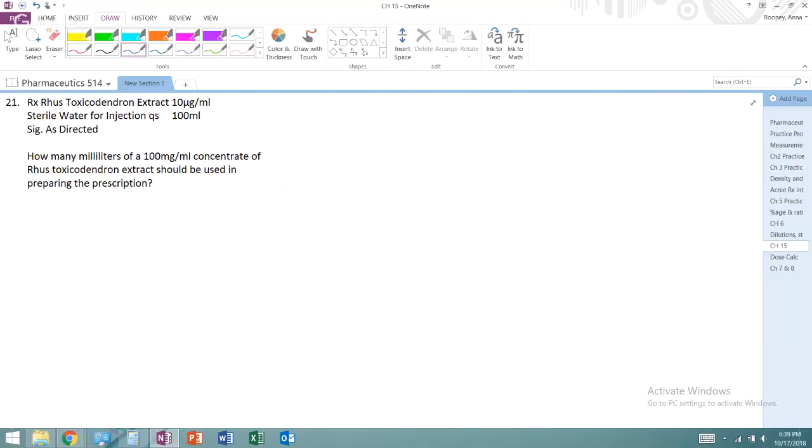Ruff's toxicodendron extract is 10 micrograms per milliliter. Sterile water for injection as needed to 100 ml. Make as directed. How many milliliters of a 100 milligram per milliliter concentrate of the toxic extract, essentially, should be used in preparing the prescription?